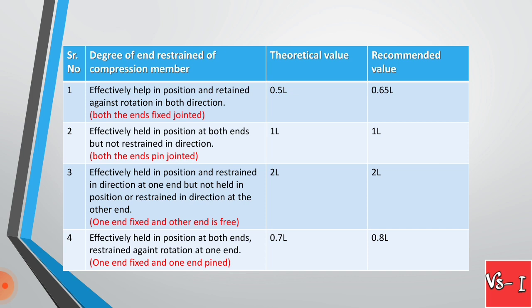If both ends are fixed, then the length is taken as L by 2. If both ends are pin jointed, it should be taken as L. If one end is fixed and the other end is free, then the theoretical value will be twice L. And if one end is fixed and one end is pinned, then it should be taken as 0.7 times the length.